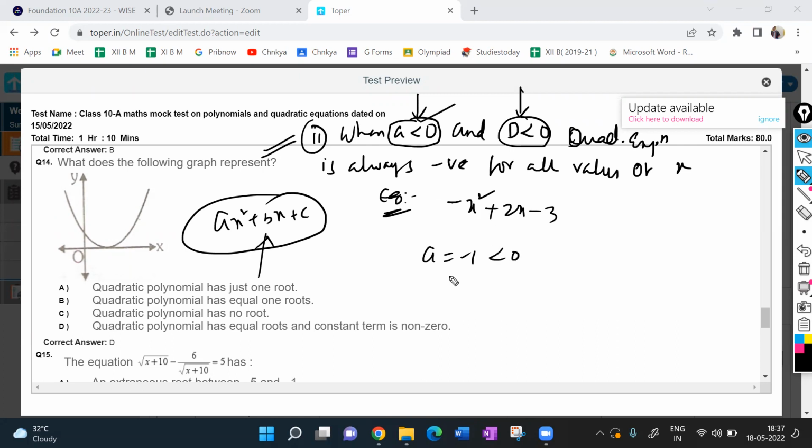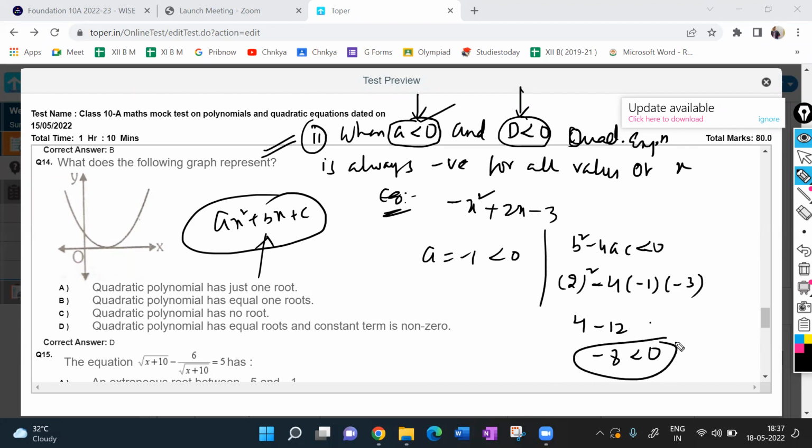Now, the discriminant is less than 0. The discriminant is b square minus 4ac, which should be less than 0. So check b square here: 2 square minus 4 into a into c. 4 minus, here how much? Minus 8, minus, plus again minus, which is 12. So minus 8, which is less than 0.